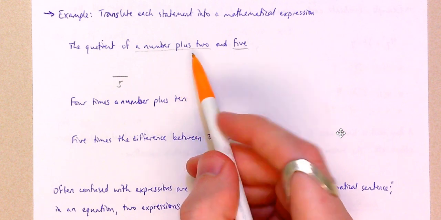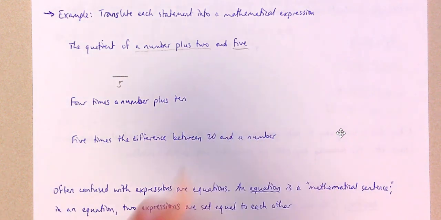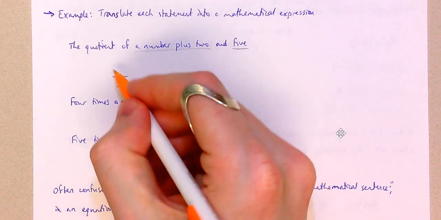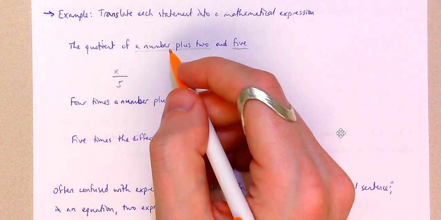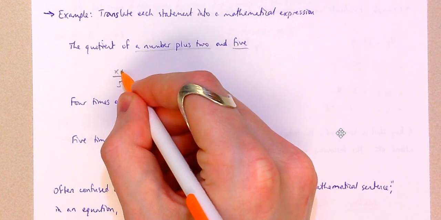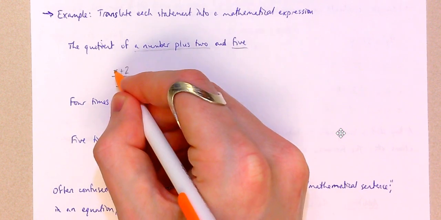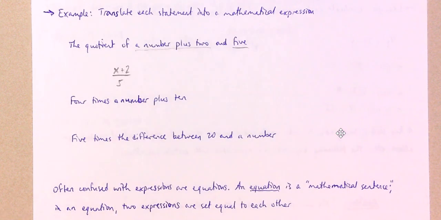How do I represent this top part here? Well, I have a number, which as we just said, is the common phrase used to stand for our variable. So x, a number plus 2. So blank plus blank says we're going to add those two things. So this is x plus 2, all divided by 5.